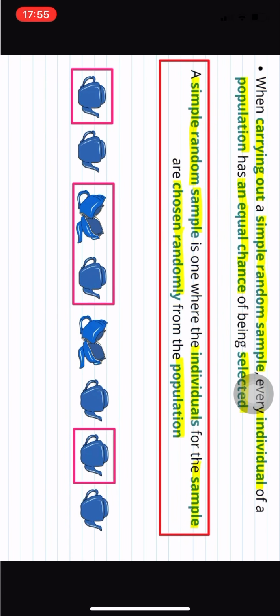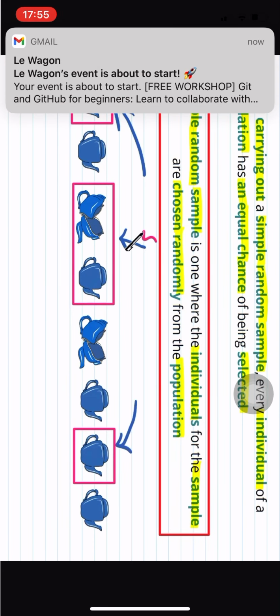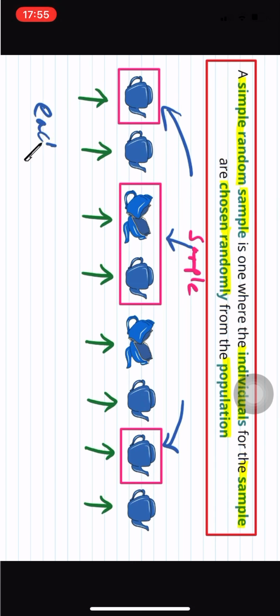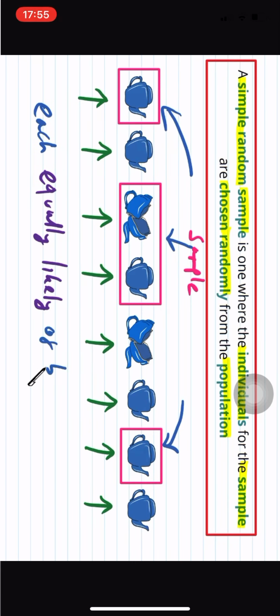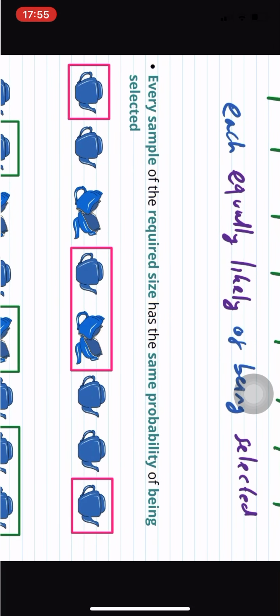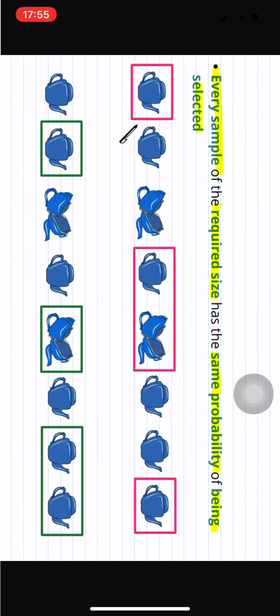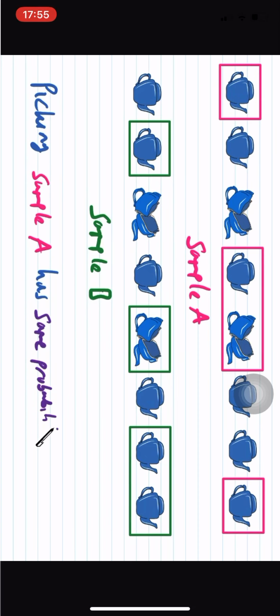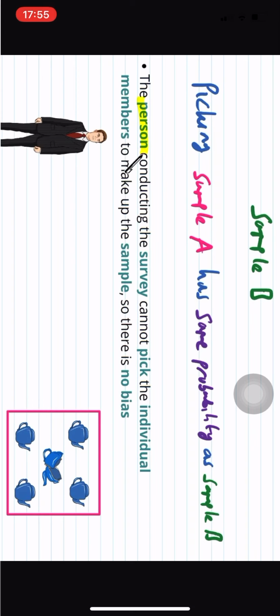Let's say we have in particular these members forming our sample, but a simple random sample is where each of these members of the population are equally likely of being selected. Every sample of the required size has the same probability of being selected. If we have this as our sample A, and we have this as our sample B, in simple random sampling, picking sample A has the same probability as sample B. The person conducting the survey cannot pick the individual members to make up the sample, so there is no bias.